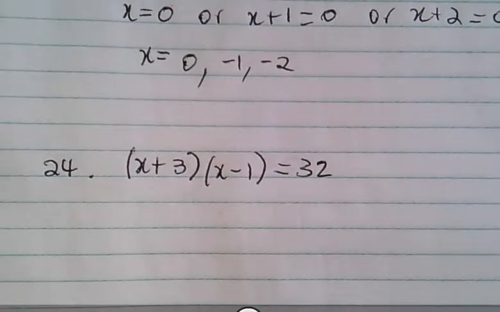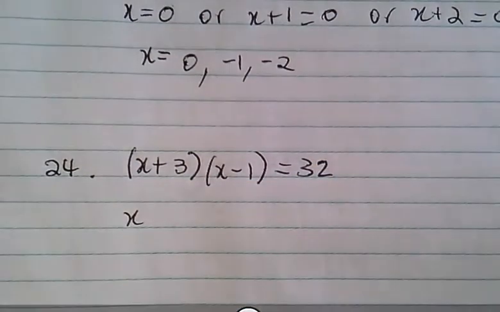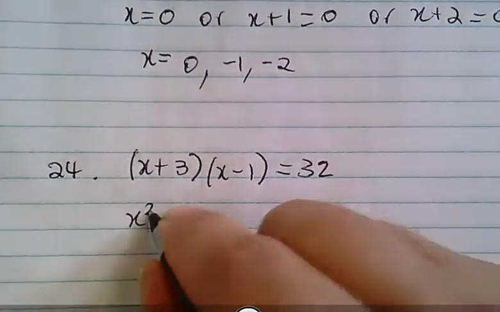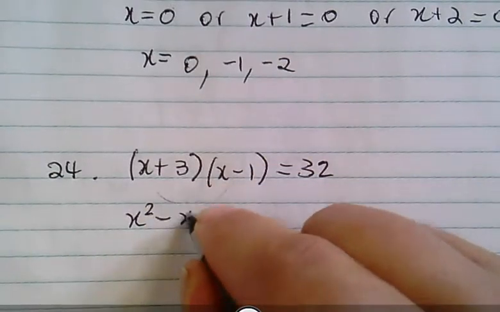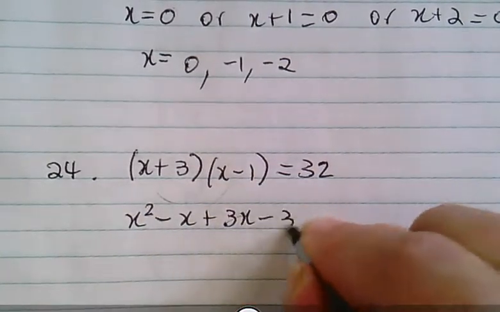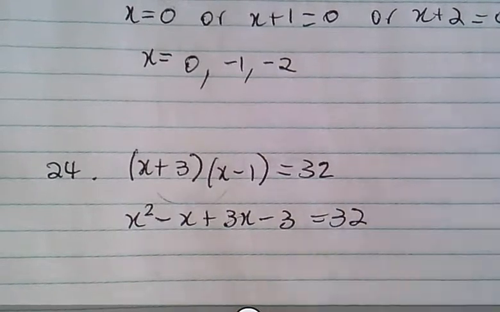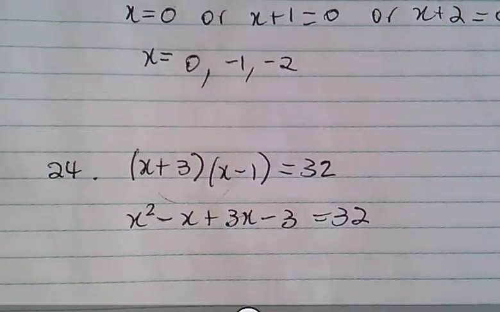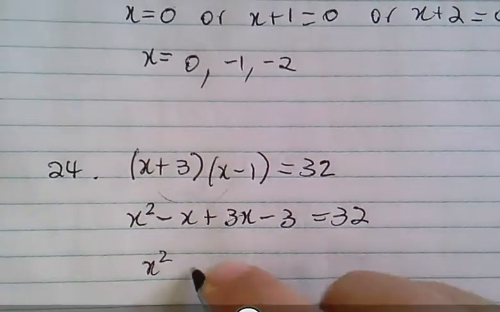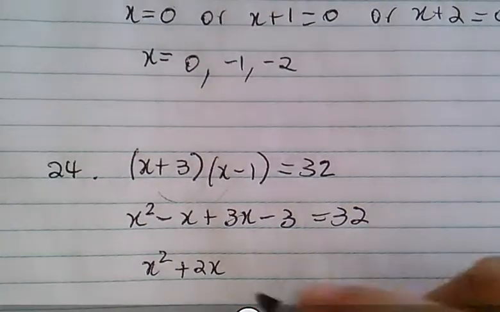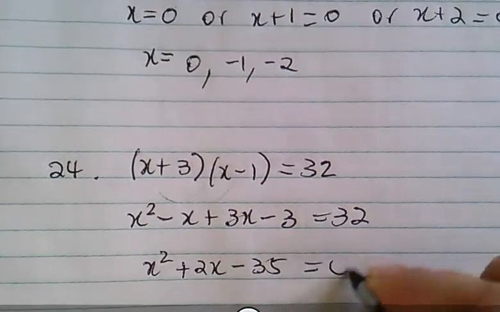Everything to the left equals 0. But what you need to do first? Well, yeah, you need to expand the left-hand side. So x squared minus x plus 3x minus 3 equals 32. Then we're going to take this 32 over. So I've got x squared what? Plus 2x minus 35 equals 0.